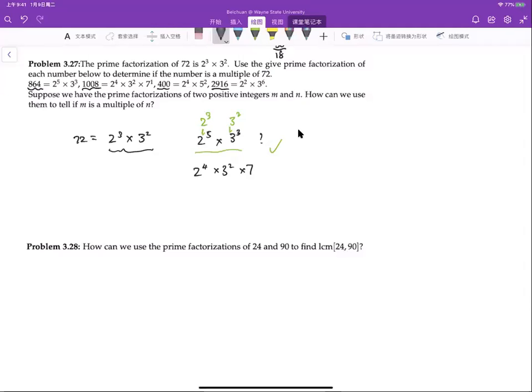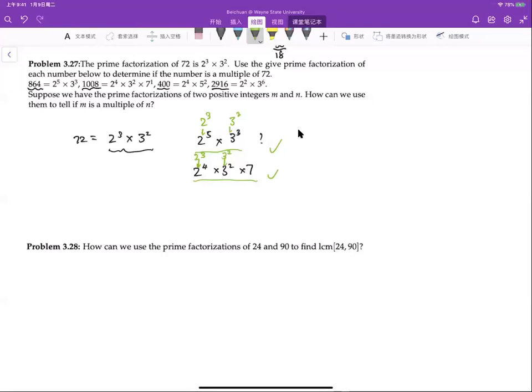I mean it is. It is, right? Yeah, it is, because 2 to the power of 4 contains 2 to the power of 3. And the 7 is just extra. Yep, that's good. So we can see that 2 cubed is a part of 2 to the 4th, and 3 squared is a part of 3 squared itself. And we don't care about any additional terms. Okay? So you only need to make sure that this factorization contains the required terms, and it has more terms.